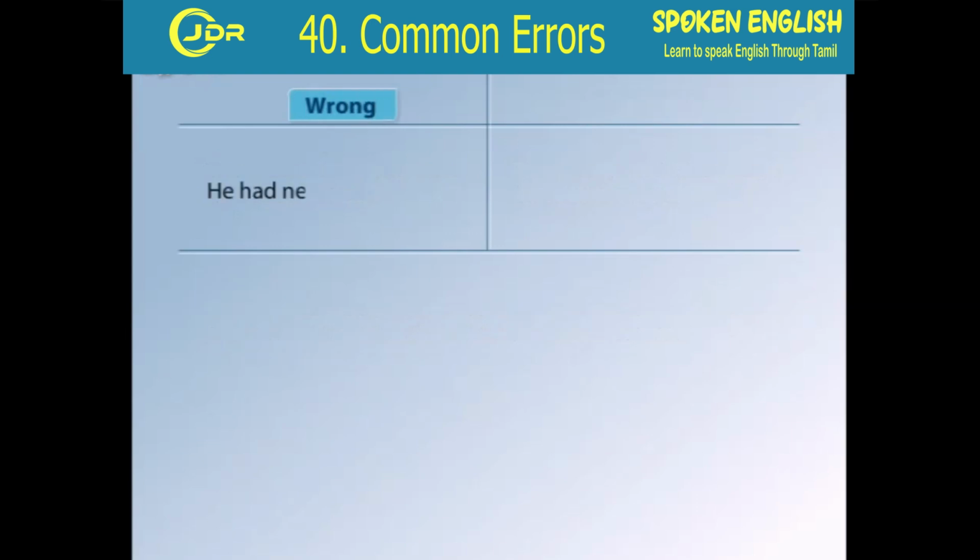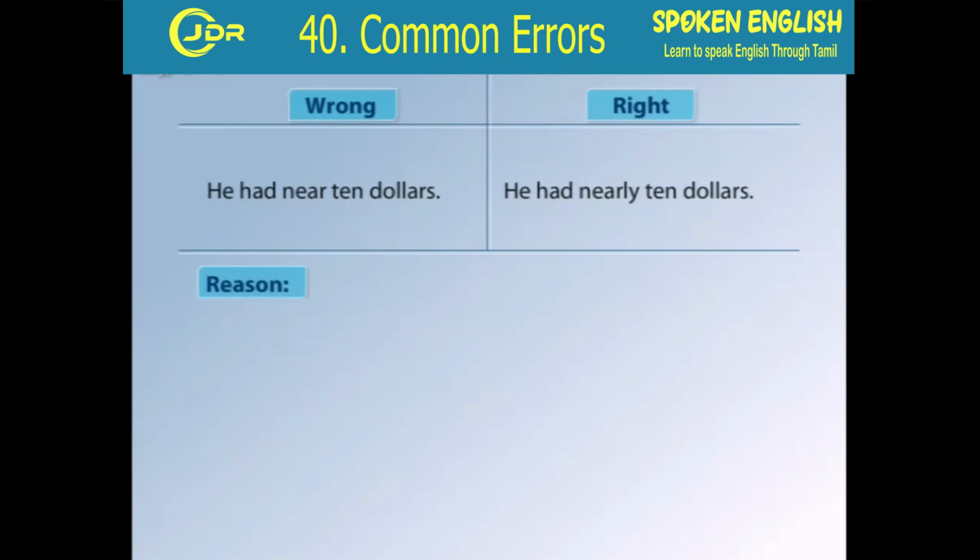Wrong. He had near $10. Right. He had nearly $10. Reason, an adverb nearly is needed to qualify the verb had.